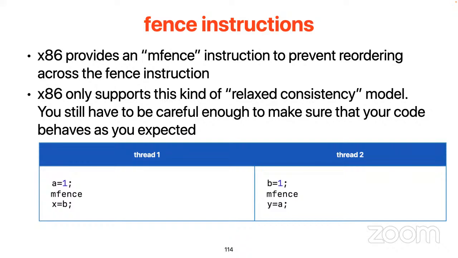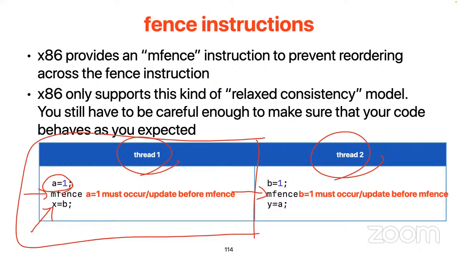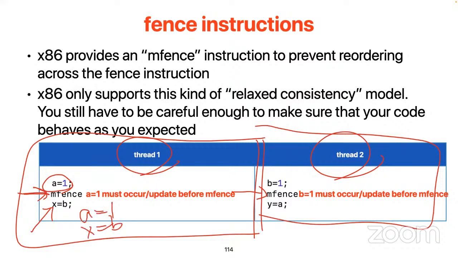So it turns out, even though I'm able to insert fence instructions, which means that it requires a equal to 1, this statement must happen before this one. But because those threads, like thread 1 and 2, they may not be executing together. So for example, if I launch thread 1 a lot earlier than thread 2, right? Even though I have the fence here, I can still execute a equal to 1, x equal to b equal to 1, y equal to a, right?